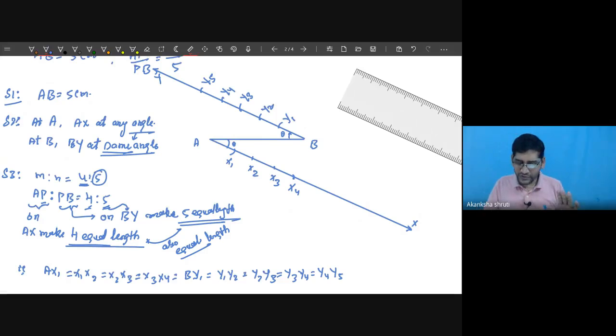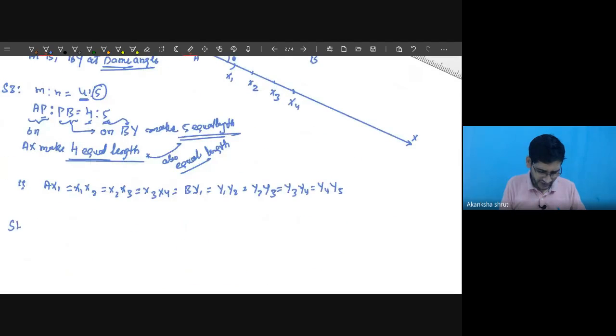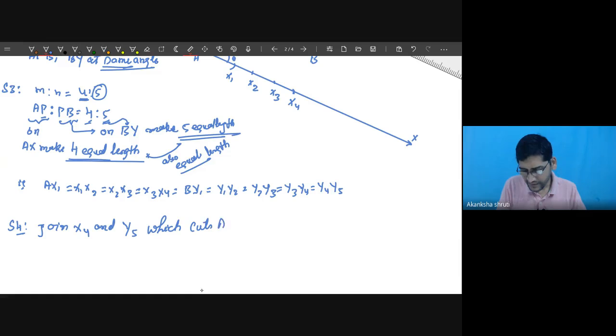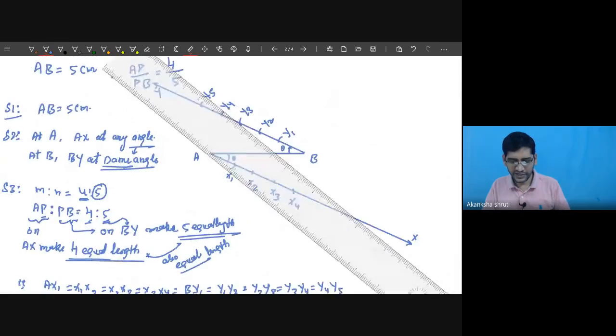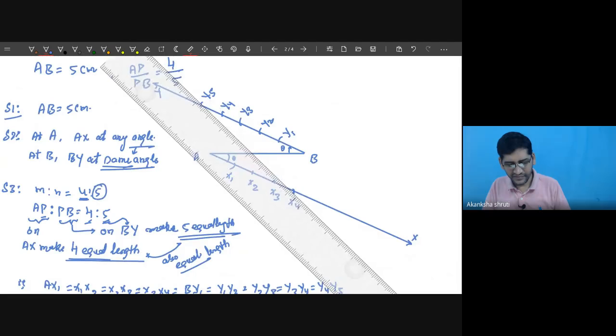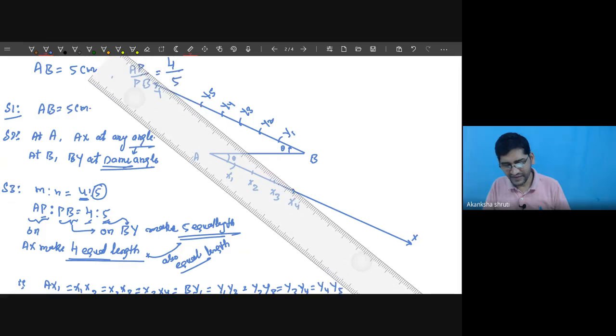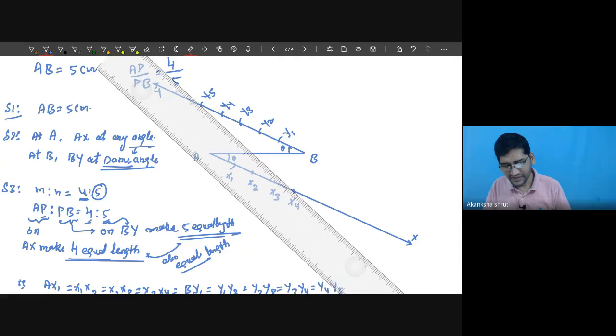Now, after this, you have to just join X4 and Y5. Step number 4, join X4 and Y5, which cuts AB at P. Here you can understand why I have taken the 2 rays in opposite direction. So join it. Students, take it, mark it. Put your scale and then join it. Join it by the dashed line.